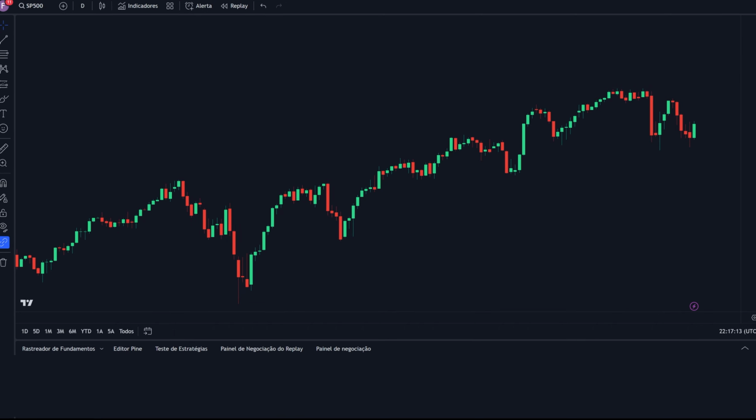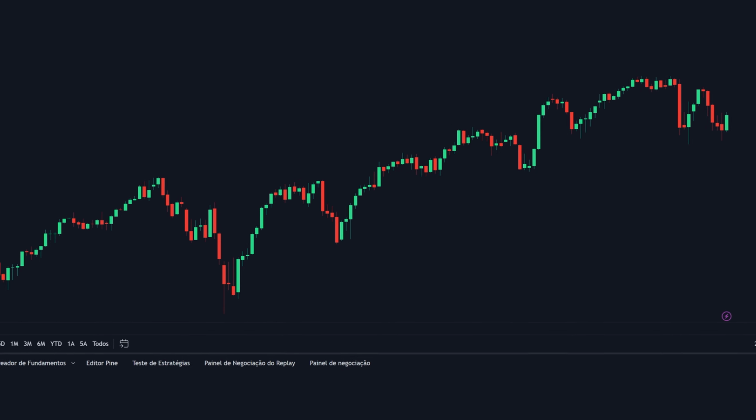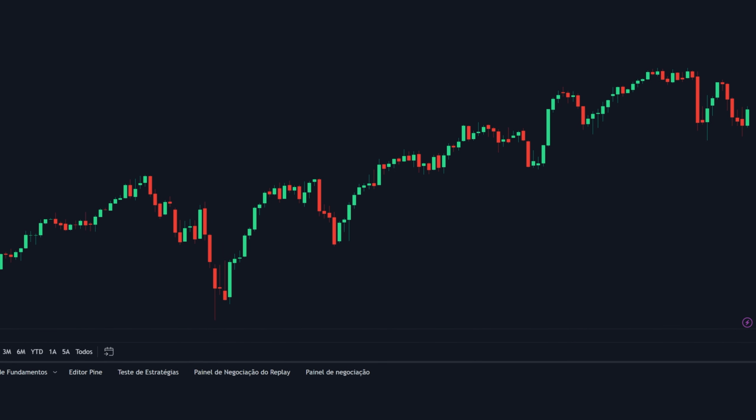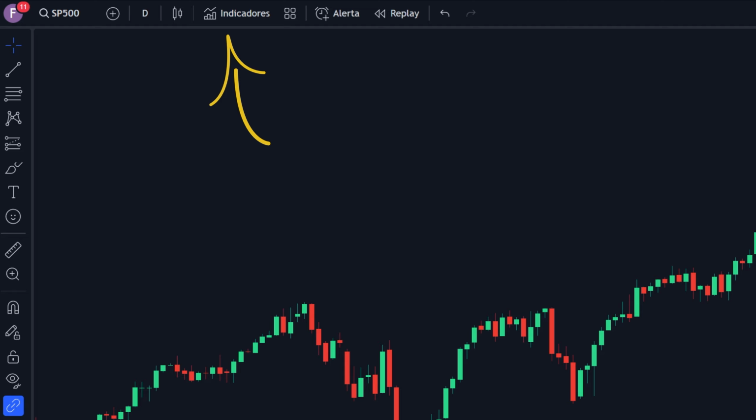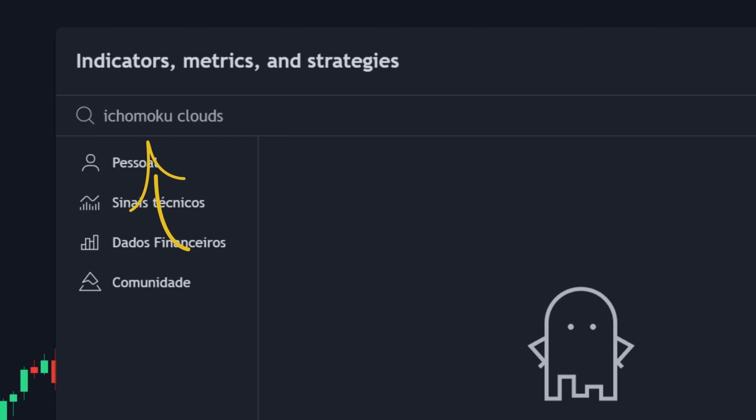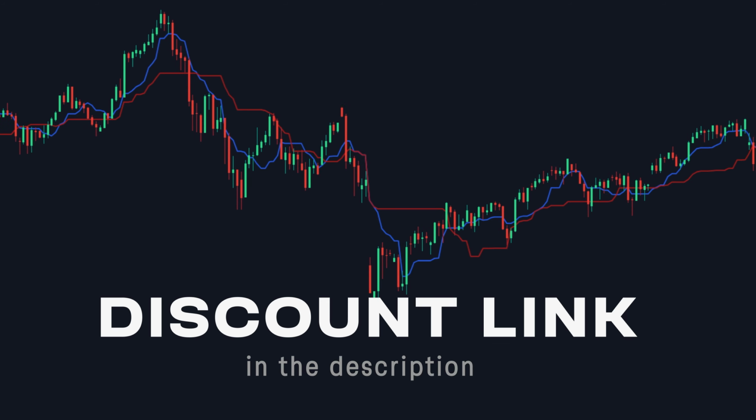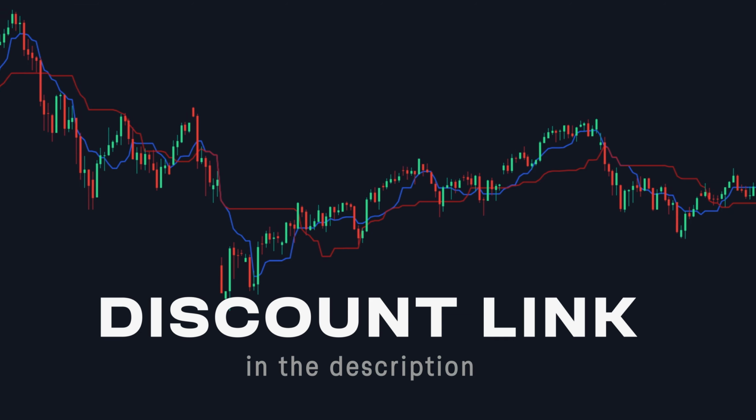You can add the Ichimoku clouds and execute trades on TradingView. Simply go to the top corner, click on indicators, search for Ichimoku and add them to your chart. Then you can customize some settings to your liking.